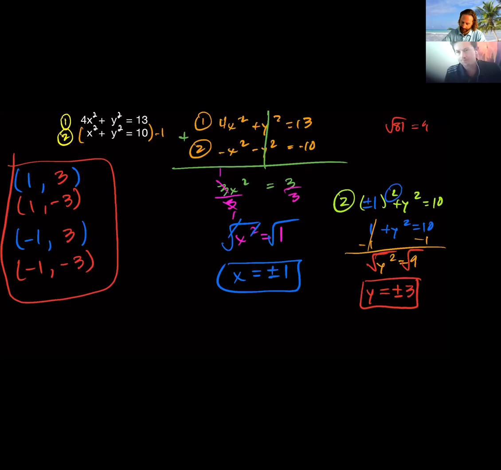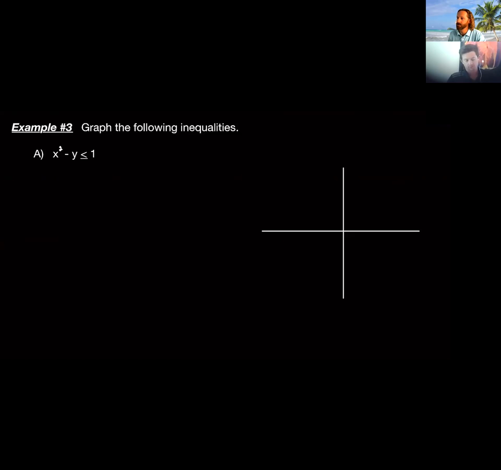All right, last one here for this section, then we'll move on. How do we graph inequalities? Now, again, we got to graph them because there's an infinite amount just by making this not equals. So what kind of shape is this so that we know what kind of form to put it in? A parabola. Very good. How do you know it's a parabola? Only one of them is squared.